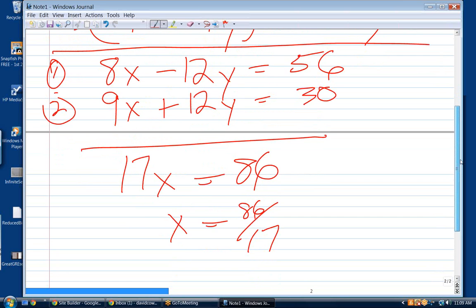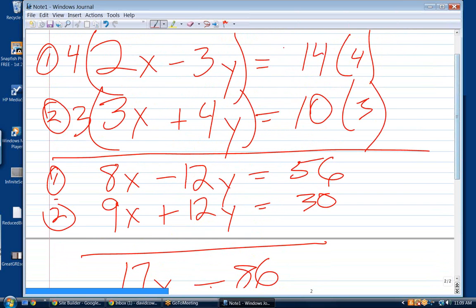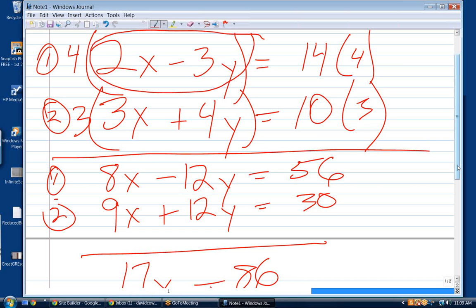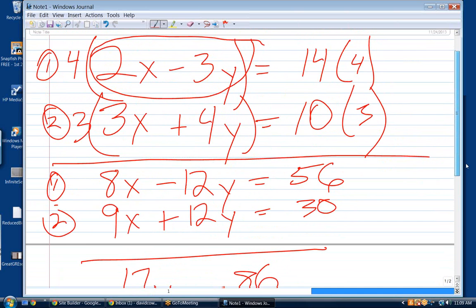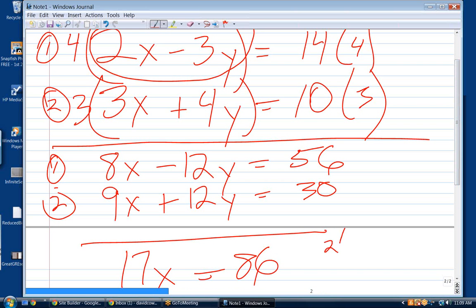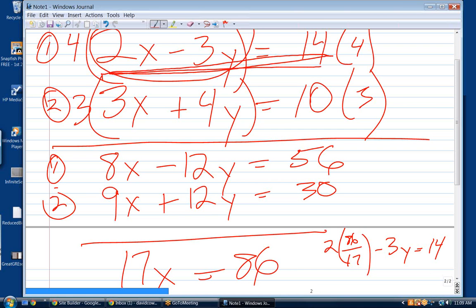And then to solve for y, I would probably go back into the simplest equation, that one. Let's just go through that step. Since x equals 86 over 17, then I would have 2 times x, 86 over 17, minus 3y equals 14. In other words, I can use the simplest form of the original equation. I don't have to use the equation that I multiplied by 4 or that I multiplied by 3.